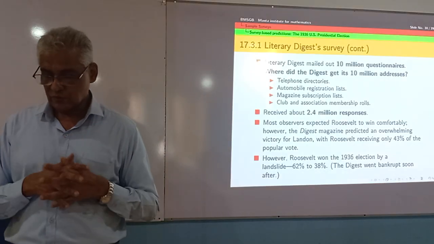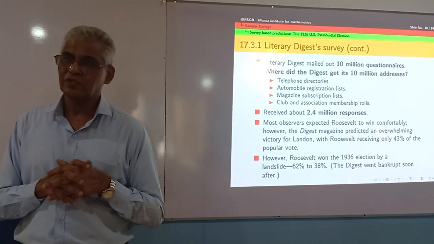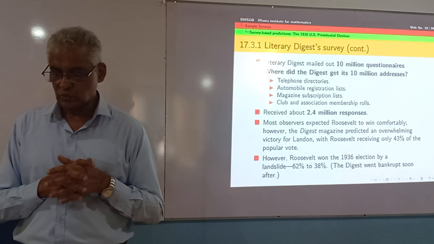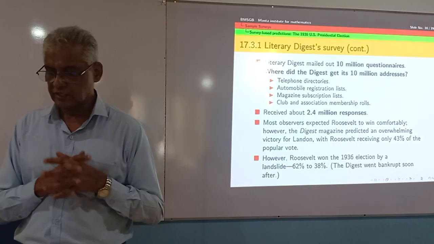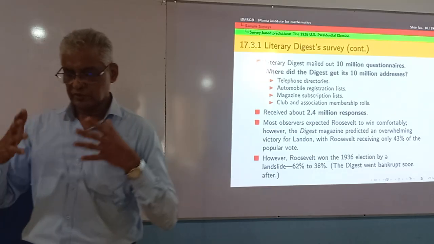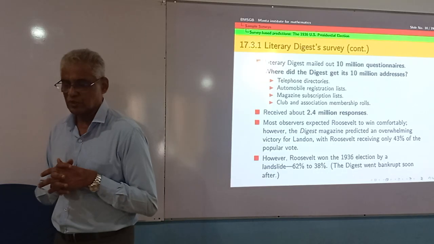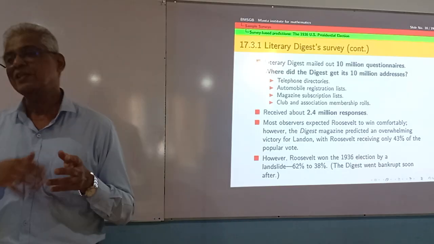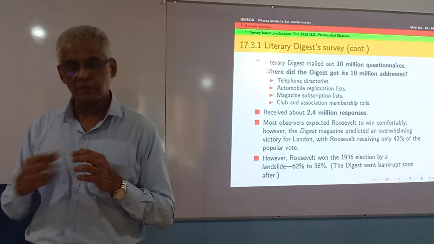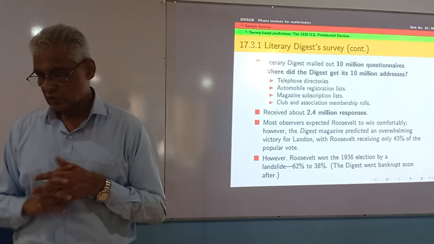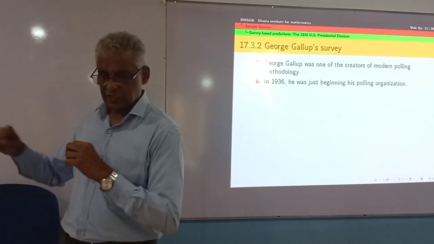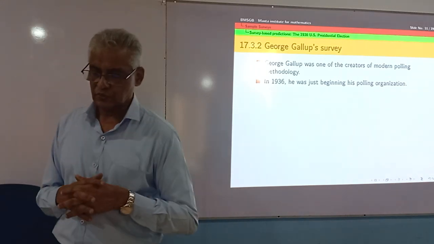However, the actual result was that Roosevelt won by a landslide, a very high percentage, 62% to 38% for Landon. So this time their forecast was completely wrong. Not by a very small margin, but by a very big margin, the prediction was wrong. We will discuss a little later why this was wrong.